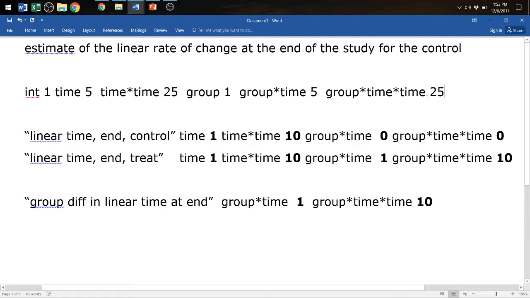So if you're not sure whether it is time squared or time times 2, it is squared if you're predicting intercepts. It is by 2 if you're predicting linear time slopes.